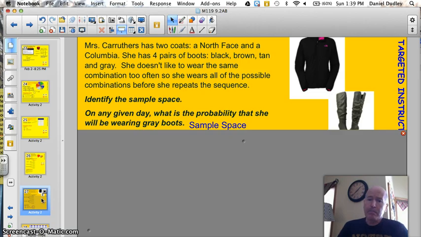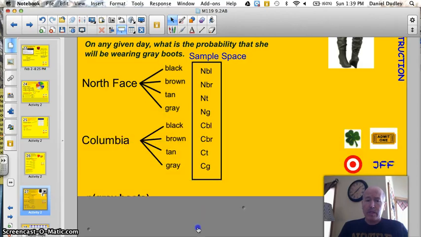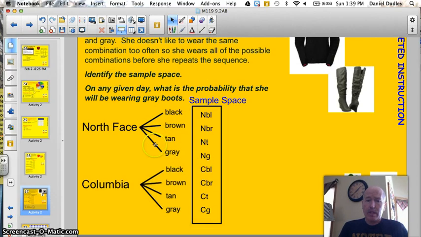All right, let's see. Well, the sample space, I think a tree diagram works best for this one. So that's what I made here. Here's her North Face coat, and here's her Columbia, and I listed all the 4 different types of boots. So you can see I had a total of 8 different possibilities or combinations.